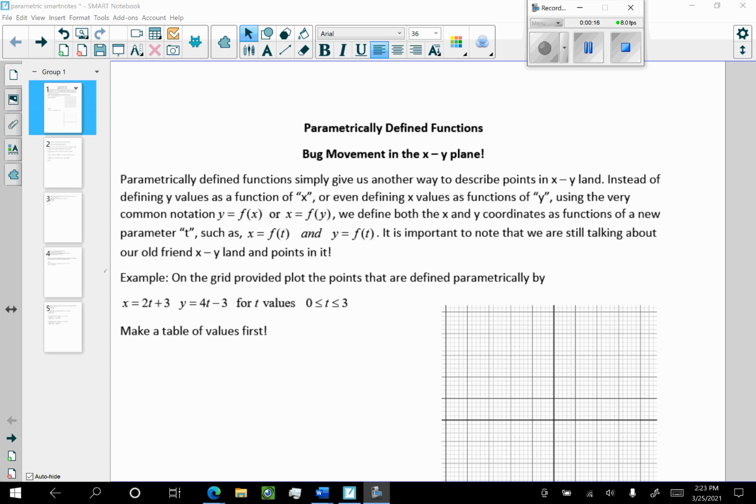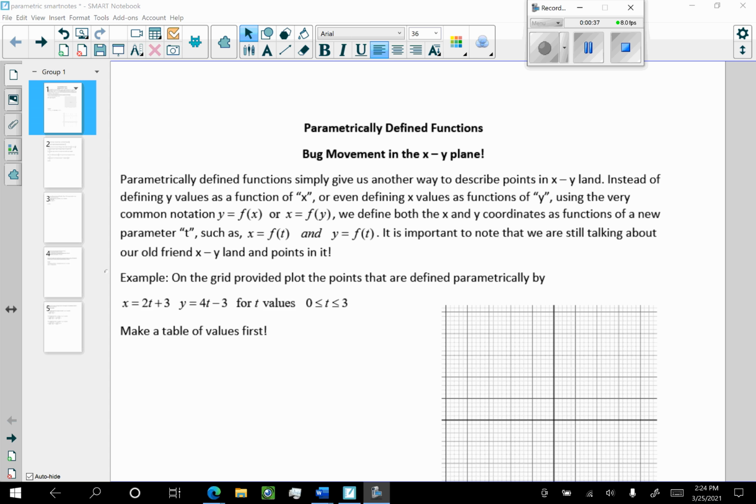Keep in mind, we have looked at bug movement in the XY plane, but we have looked at movement on the x-axis independent of bug crawling on the y-axis. Here we're going to combine the two concepts, if you will. So parametrically defined functions simply give us another way to describe points in XY land.